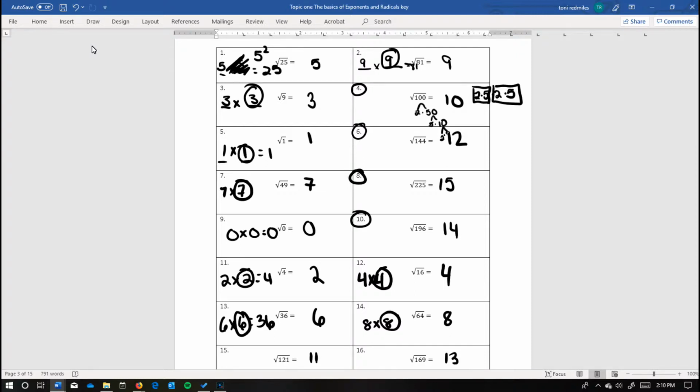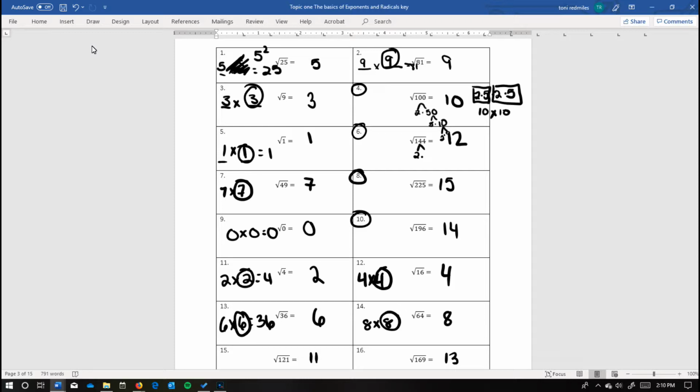So I know those must be my perfect square, okay? So 2 times 5 is 10. 2 times 5 is 10. I know that 10 times 10 equals 100. So the factor, just taking one of the factors to be the base, would be 10. The answer is 10.